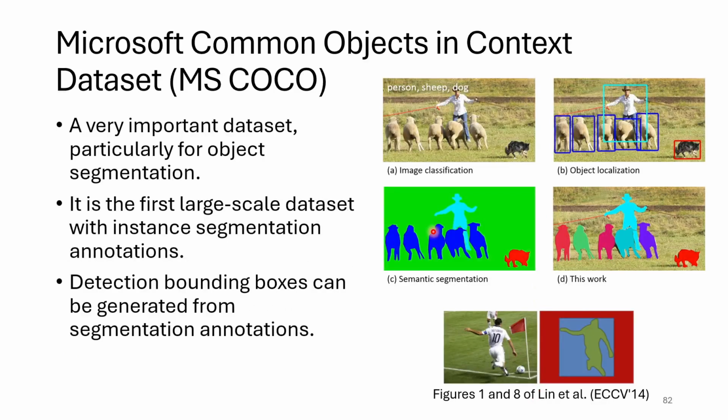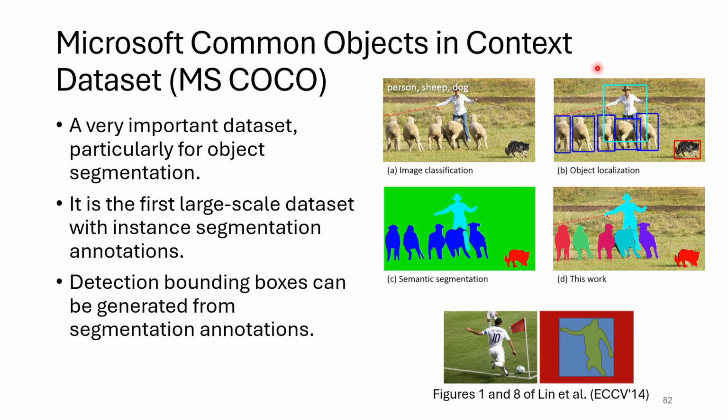Okay, so let's talk about a very important dataset, Microsoft COCO. It was released 10 years ago. Why is it very important? Because it's very large, and it is the first dataset providing instance-based segmentation labels. So what is an instance-based label?